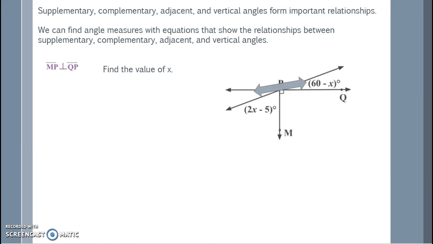Well, right away, I see that these two that are across from each other are vertical angles, so these are equal to each other. I also know that these two adjacent angles to one another need to add up to 90 degrees based on the 90-degree angle over here.